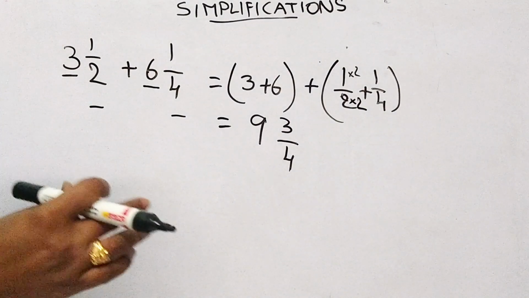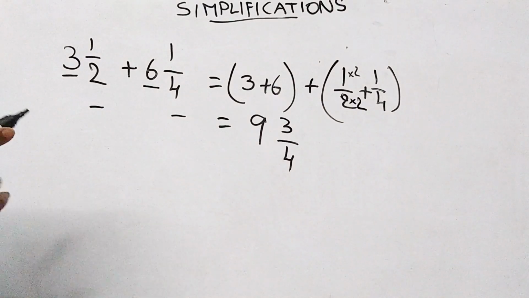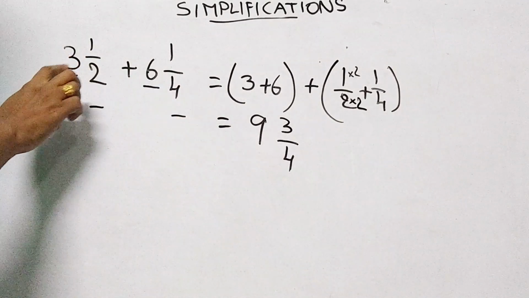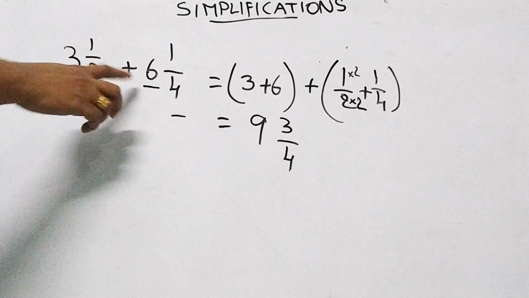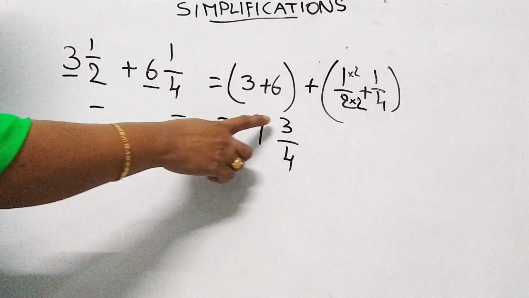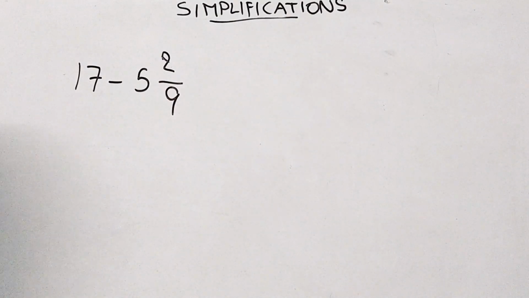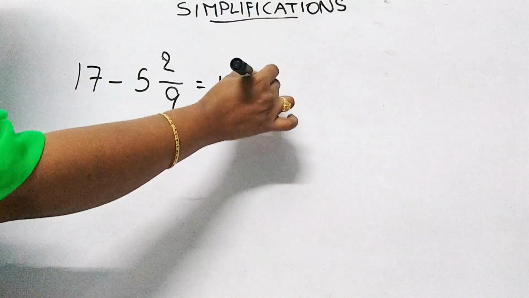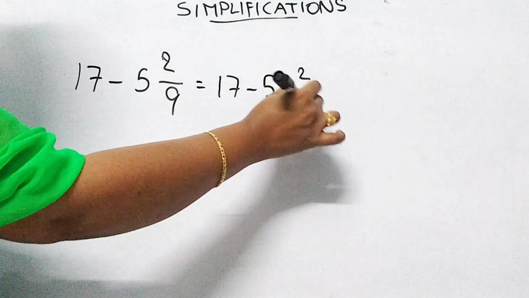Without doing any calculations, you can just solve this. 3 plus 6 is 9. 1 by 2 plus 1 by 4 is 3 by 4. Now 17 minus 5 2 by 9. So this is subtraction. Now I am writing this as 17 minus 5 minus 2 by 9.